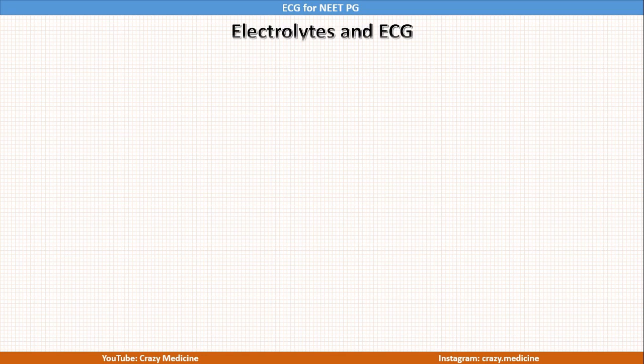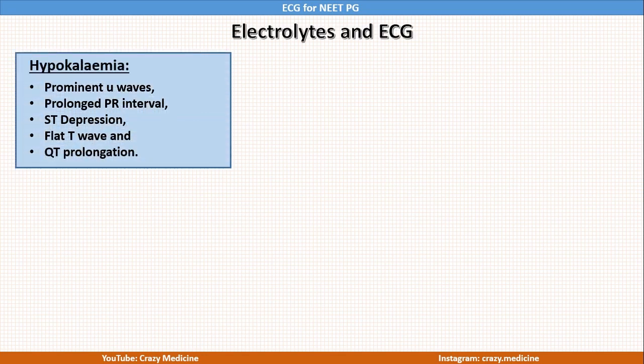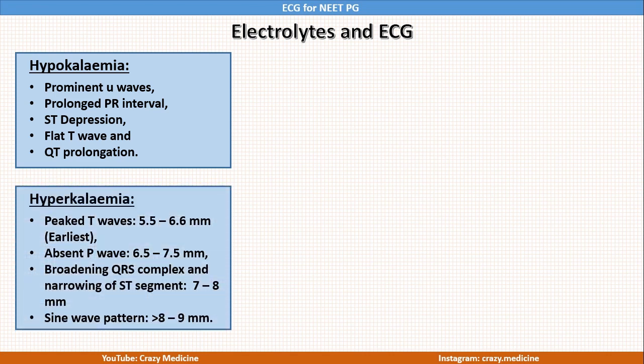Next important topic is ECG changes in electrolyte imbalance. First is hypokalemia. Changes are prominent U waves, prolonged PR interval, ST depression, flat T wave and QT prolongation. Next is hyperkalemia. You have to remember changes according to values.